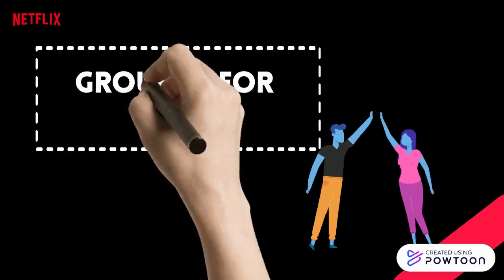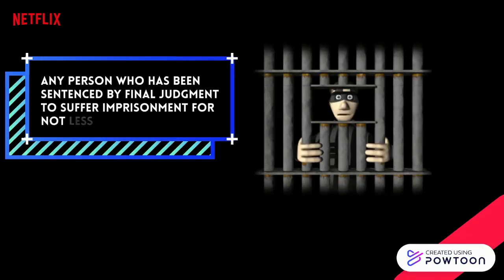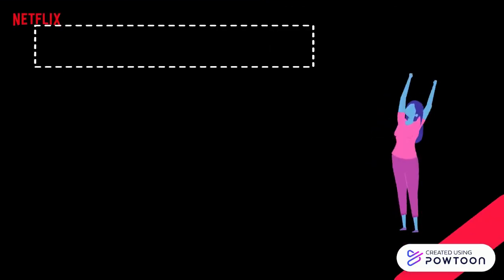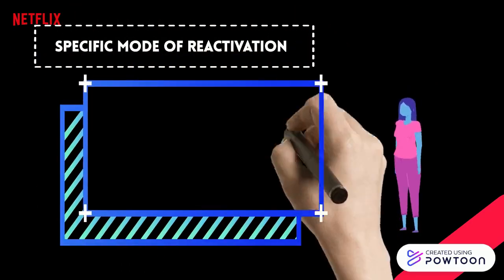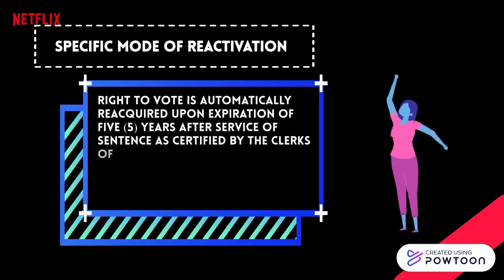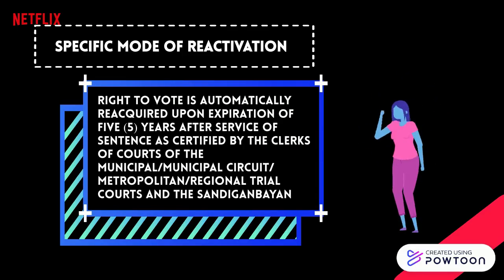Grounds for deactivation. Number 1. Any person who has been sentenced by final judgment to suffer imprisonment for not less than 1 year, except if such disability is removed by plenary pardon or amnesty. The specific mode of reactivation of such would be his right to vote is automatically reacquired upon expiration of the 5 years after service of sentence, as certified by the Clerk of Courts of the Municipal Circuit, Metropolitan, Regional Trial Courts, and the Sandigan Bayan.